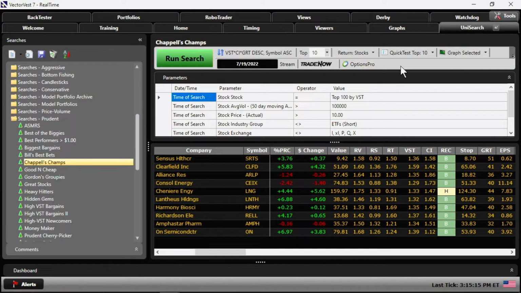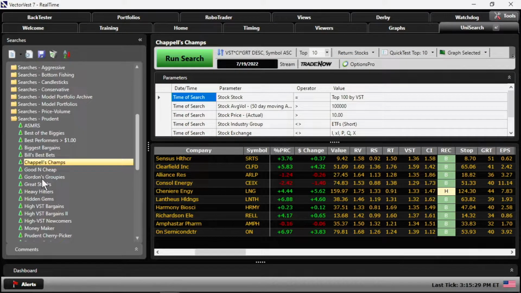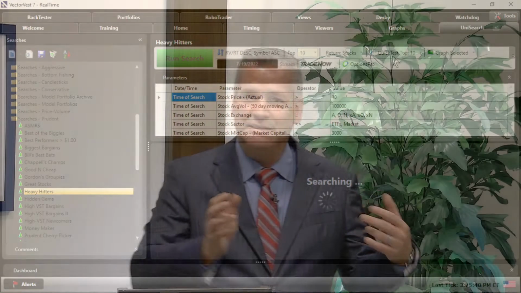What's Chappell's Champs? Oh my gosh, that better do well or I'm going to run and hide. 16%. There you go. Good search. Okay? And that's in the Chappell's Champs Goes Ballistic, right? So we have a pretty good idea that search does what we want it to do. And you just keep going down the list. Heavy hitters, you know, test the whole thing. They're all prudent searches. And then what you would do again, if you are willing, is do even more testing over more time frames and walk away with that list of 5.